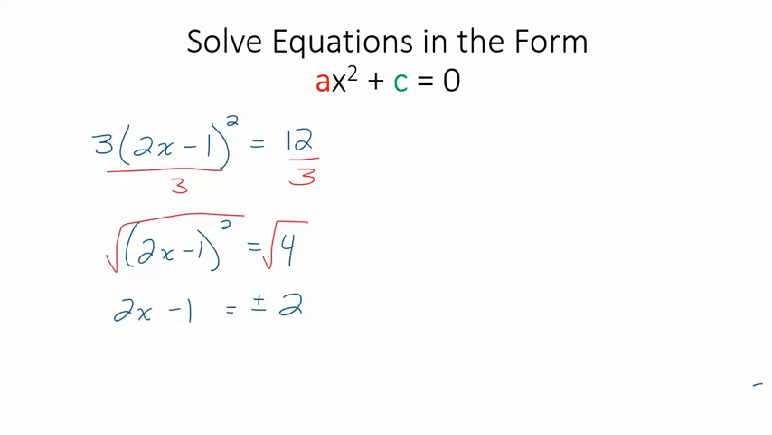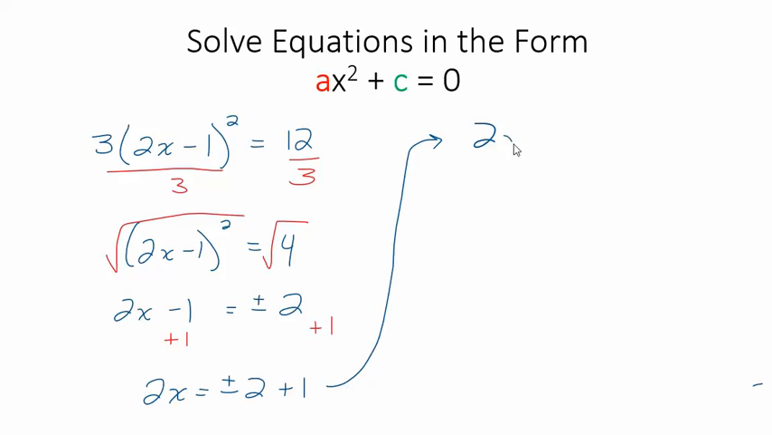All right, let's finish this out. Now I need to isolate this x. So I'm going to add 1 to both sides. And that gives me 2x equals positive or negative 2 plus 1. I'm just going to keep this positive or negative 2 with me for a while till I get to the end.